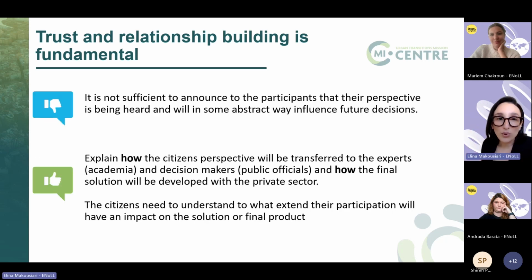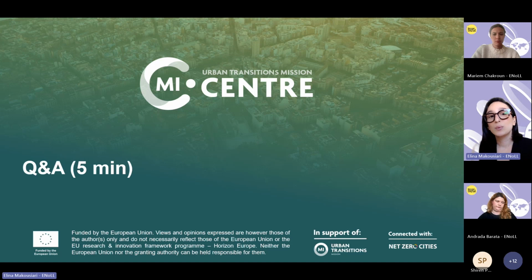So lastly, it's important to remember that it's always good to let them know what is going to happen, and they are there to be equally involved in being co-creative in whatever you're doing in the project. But it's not enough just to tell them that this is going to happen. They need to know how their ideas will be transferred and how their ideas will be used. They need to understand to what extent their participation will have an actual impact on what you're doing.